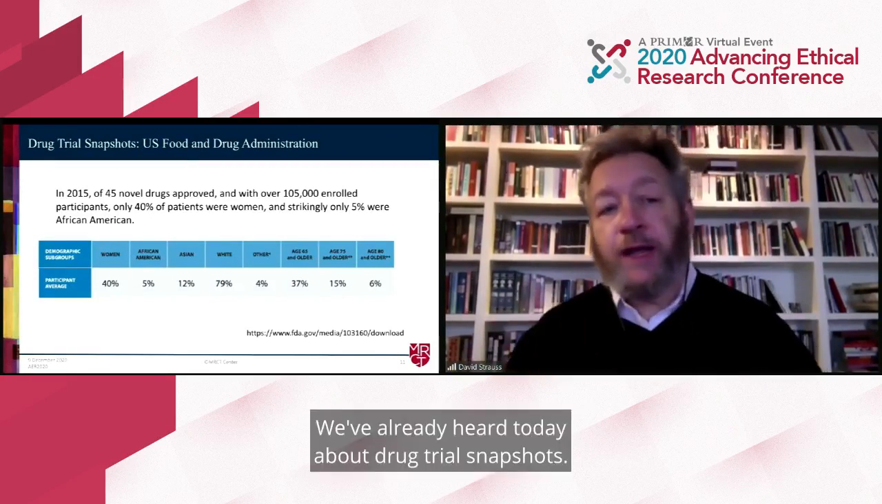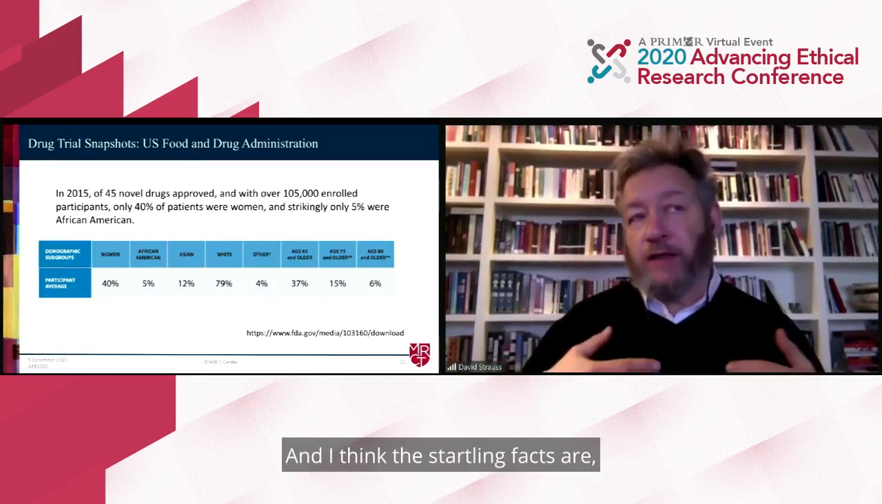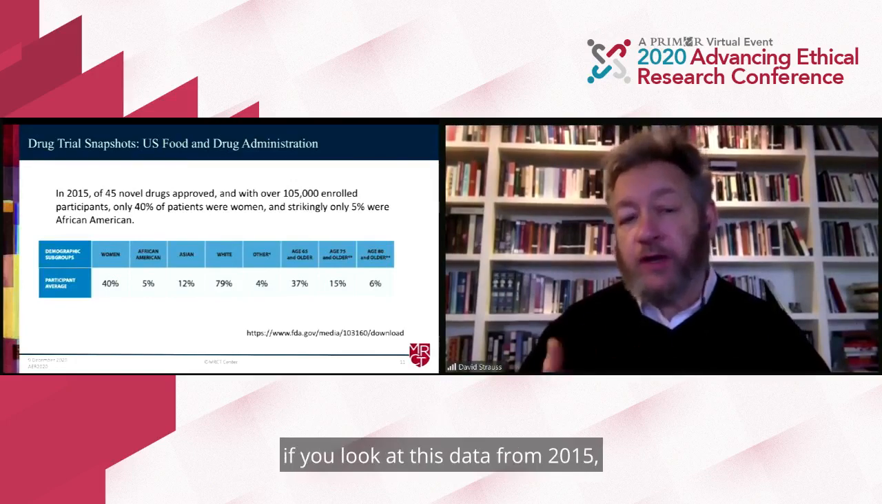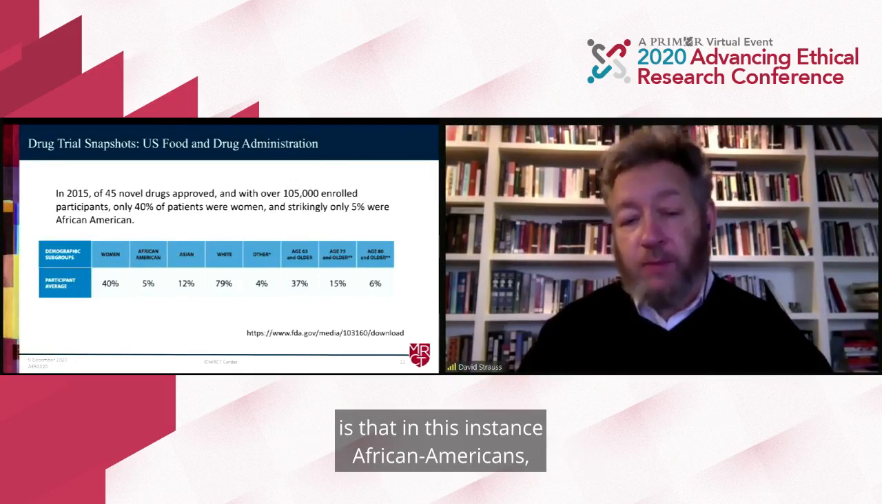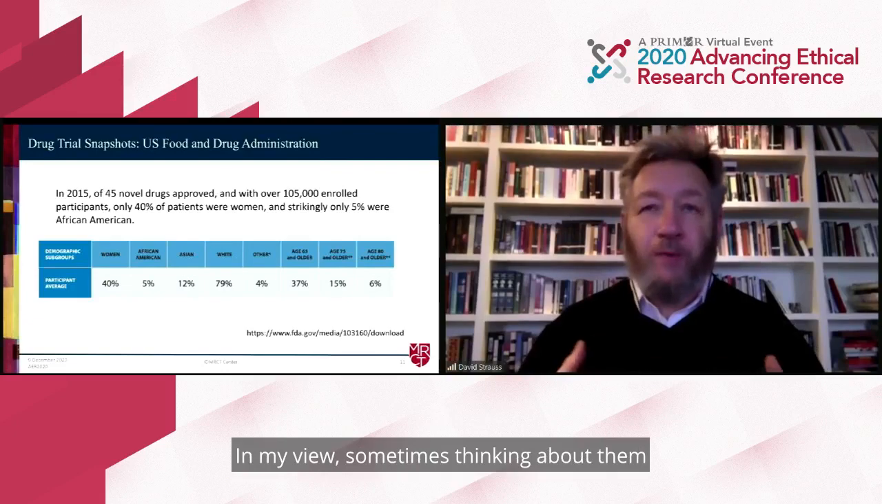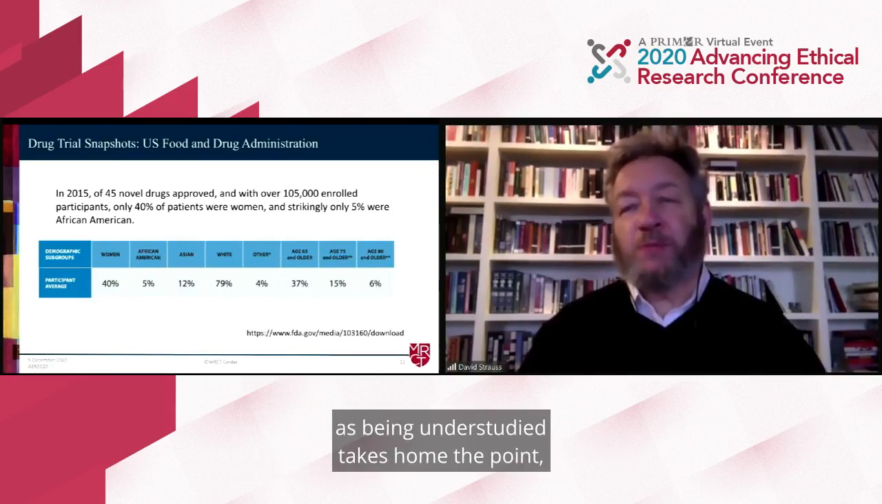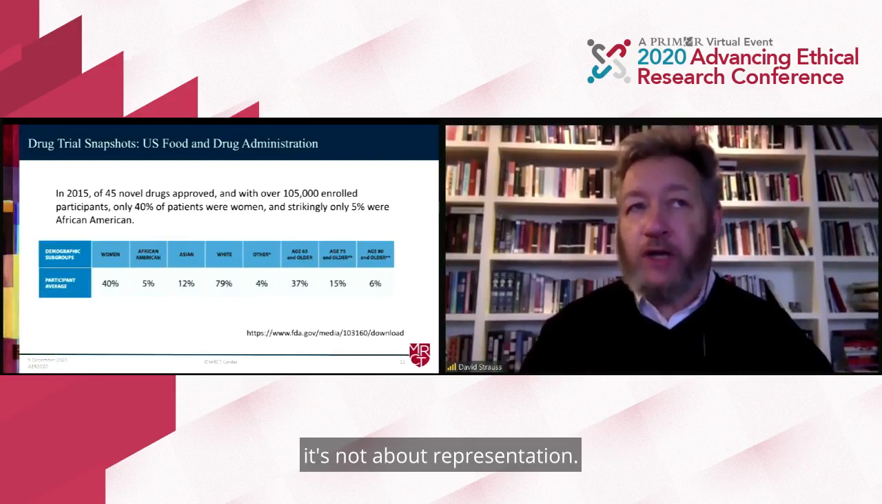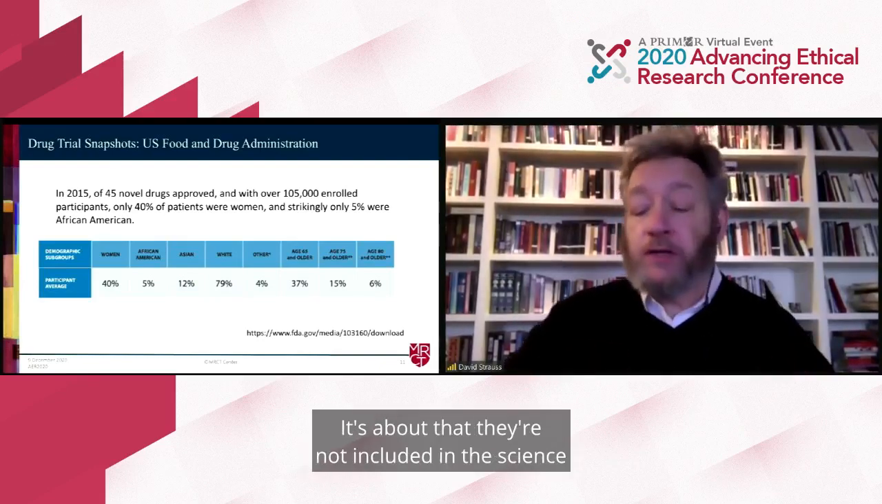We've already heard today about drug trial snapshots, and I think the startling facts are, if you look at this data from 2015, that in this instance, African Americans are significantly underrepresented. In my view, sometimes thinking about them as being understudied takes home the point. It's not about representation, it's about that they're not included in the science and in the research.